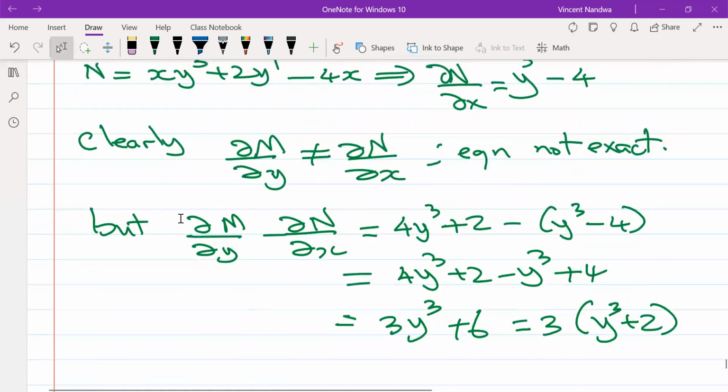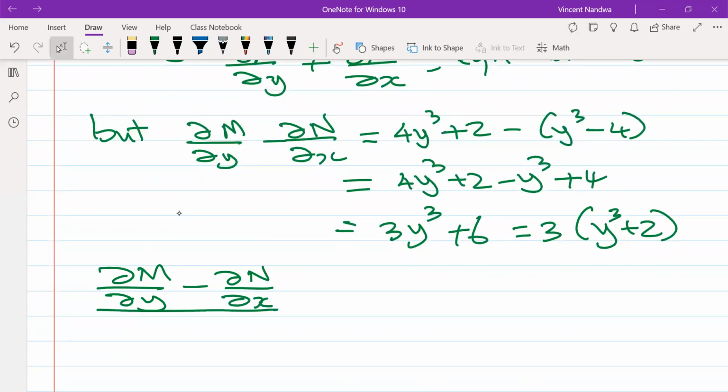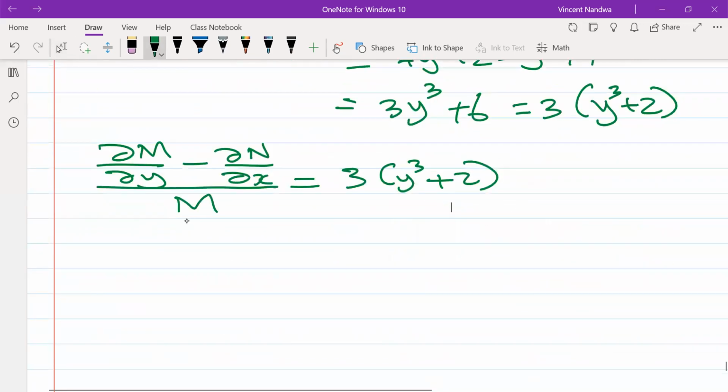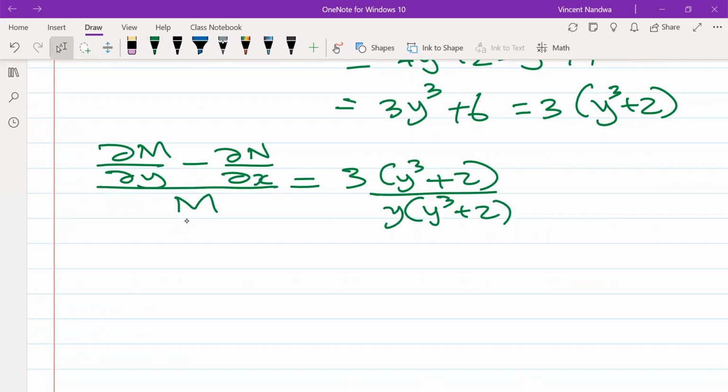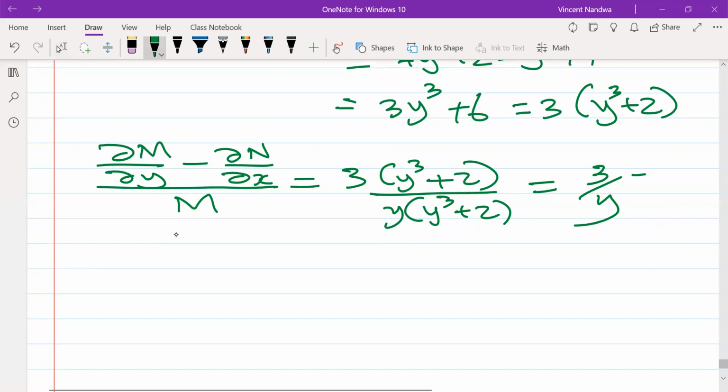Now, when you divide this by M, we have 3 times y cubed plus 2 over M. And if we factor out y from M, we get y times y cubed plus 2. So this reduces to 3 over y, which is purely a function of y.